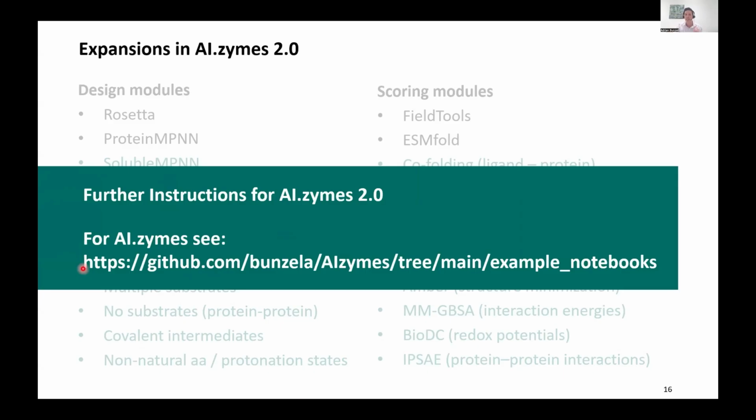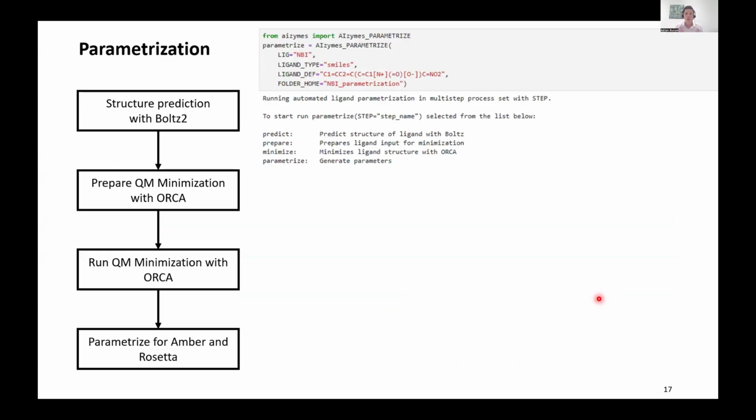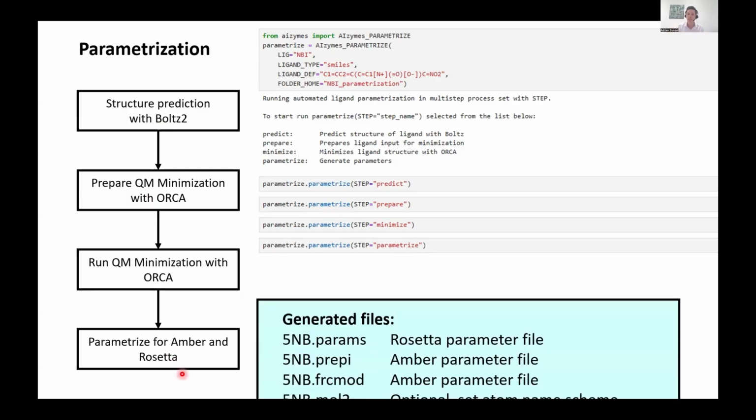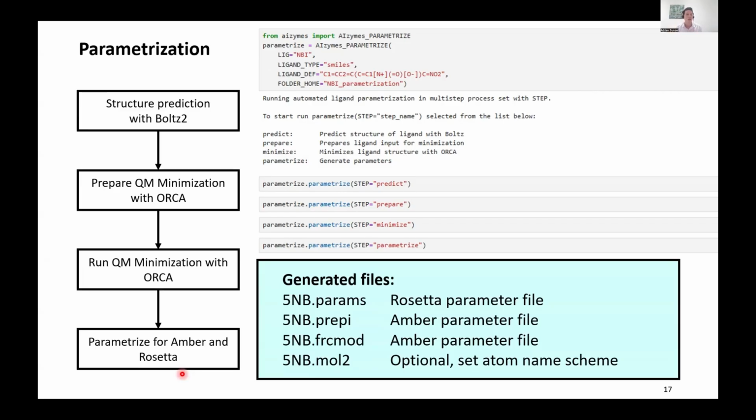If you want to use AI.zymes, there's a working example on the GitHub. It's going to be very similar to what I'm showing you right now, but there might be some differences. So if you opt for the older version, I would recommend you follow the example notebooks that we provide. One thing that we now also added to AI.zymes 2.0 is that we provide another set of functions to do automated ligand parameterization. I don't have time to go through this, but the idea here is that you can run rounds of structure prediction with Boltz of only the small molecule ligand, QM minimization with ORCA, so you get really accurate structures, and then parameterization both for Ember and Rosetta. Because in AI.zymes 2.0, we're now using both Ember and Rosetta, we need to provide parameter files for both of these algorithms.